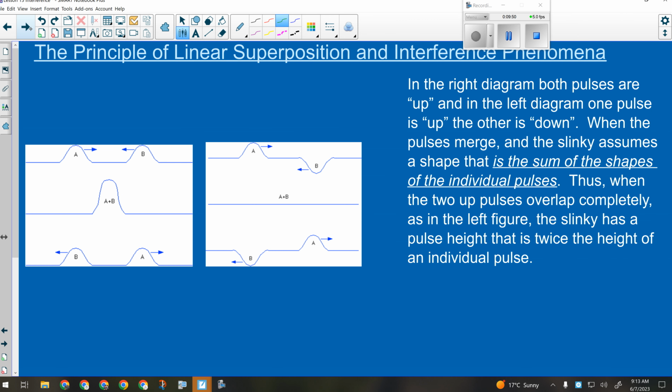Okay, so in the diagram on the left, what kind of interference is this? This is constructive because they're both in phase, they're both up, their amplitudes add up and the wave gets taller, and then they travel on completely unaffected after that, okay?